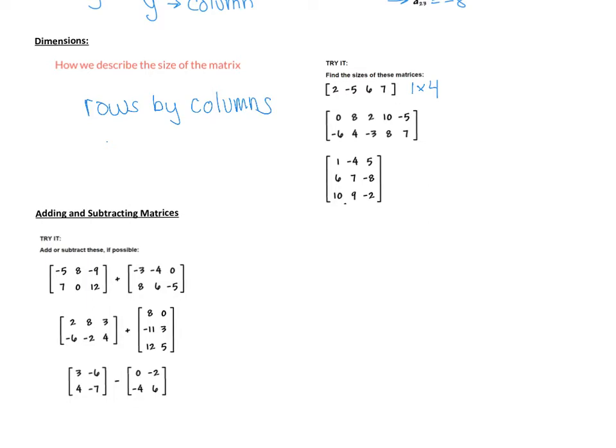So the second one has 2 rows and has 5 columns. This last one has 3 rows and 3 columns. So when we're talking about the dimensions of a matrix, we're describing the size based on the number of rows by the number of columns.